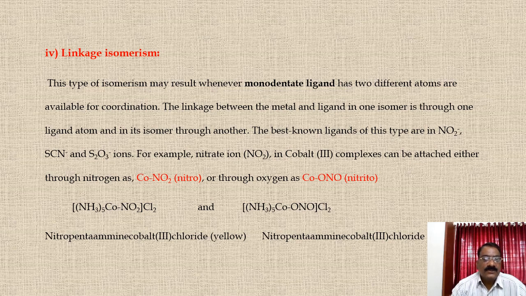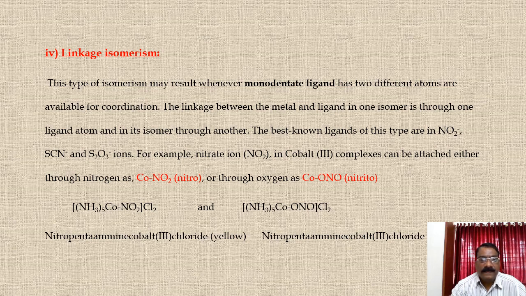Fourth, linkage isomerism. In this type of isomerism, a monodentate ligand has two different atoms available for coordination. The linkage between metal and ligand in one isomer is through one atom, and in its isomer it is through the other atom. The best known ligands of this type are NO2⁻, SCN⁻, and S2O3²⁻ ions.